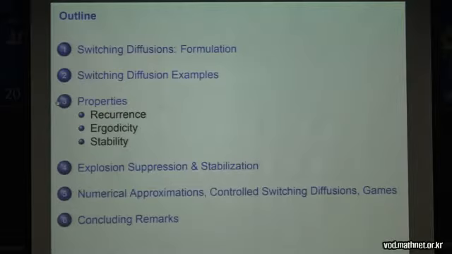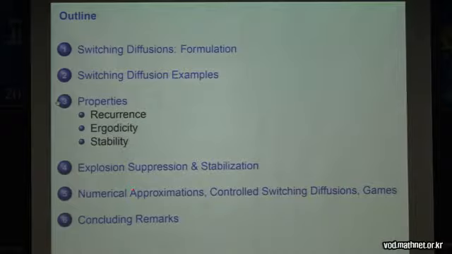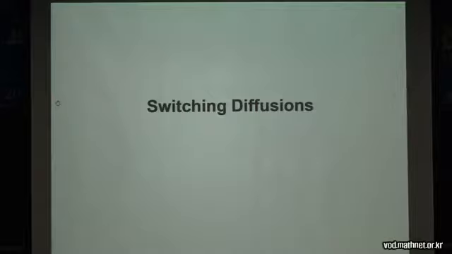So here is an outline of my talk. The first part is what the switching diffusions are. Then I'll give some examples. And the third part will be properties of that. I will try not to get into the technical details, hopefully. Then the next part will be the explosion, suppression, and the stabilization. Then we'll talk about some numerical solution. Then the KAIST control and the game problems. And finally, we'll conclude the talk. So you may ask the question, what are switching diffusions? Let me begin with that.